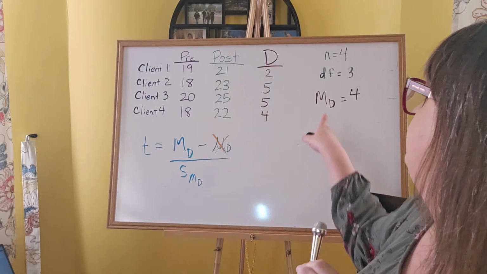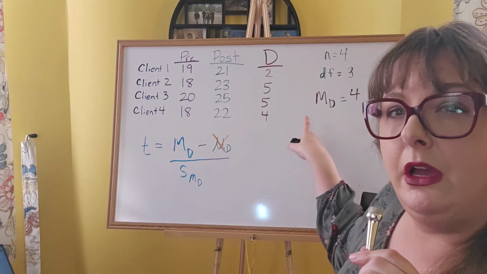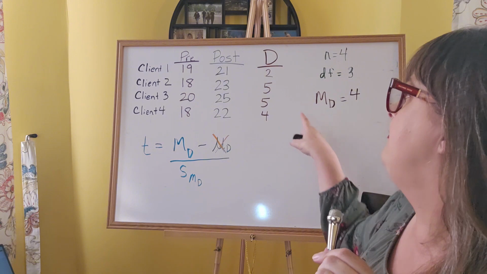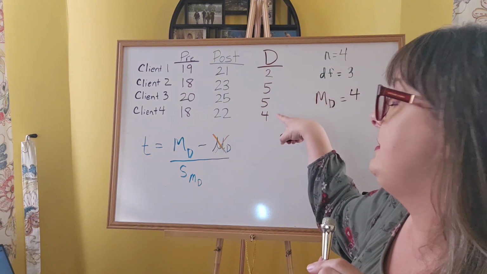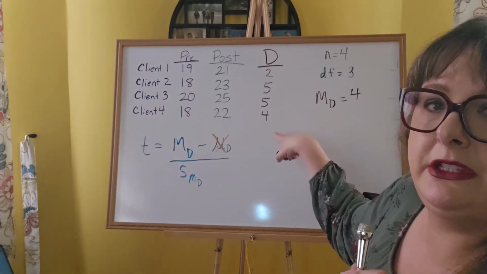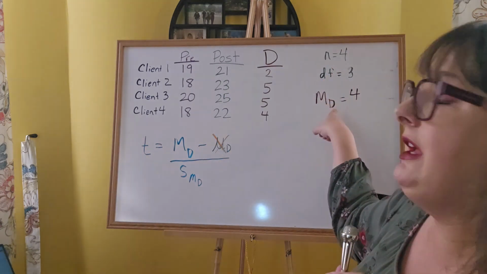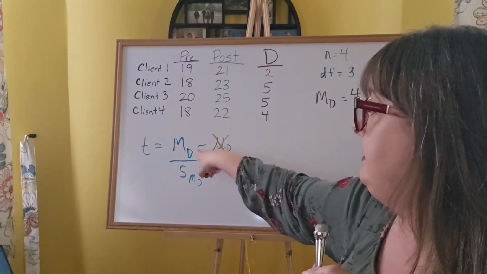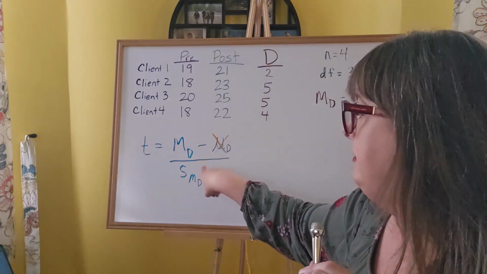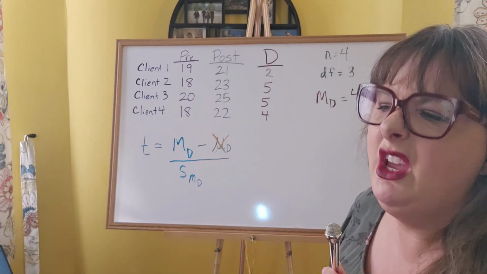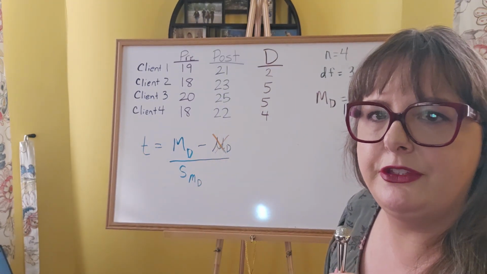All right. Our mean difference is 4. If you don't know how I got that, 2 plus 5 plus 5 plus 4 equals 16 divided by n, which is 4. So that's how we got that mean difference. So that's what's going to go up here. We need to talk about how to get this number, and that's the longer part of the computations.